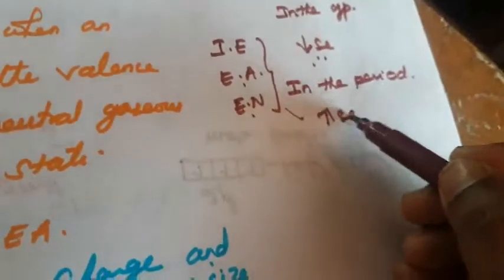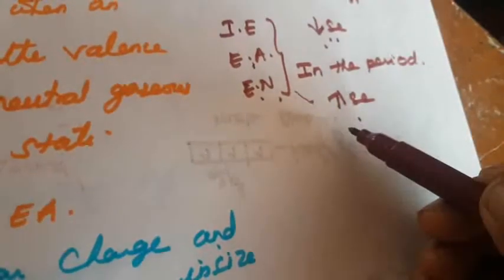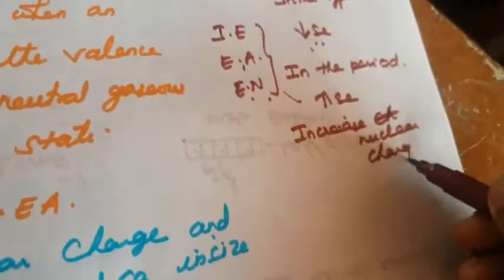How about in the period? The period means the horizontal row. In the horizontal row, ionization energy increases, electron affinity increases, electronegativity increases. What is the reason? The increased nuclear charge. Nuclear charge increases, and this is the only reason.